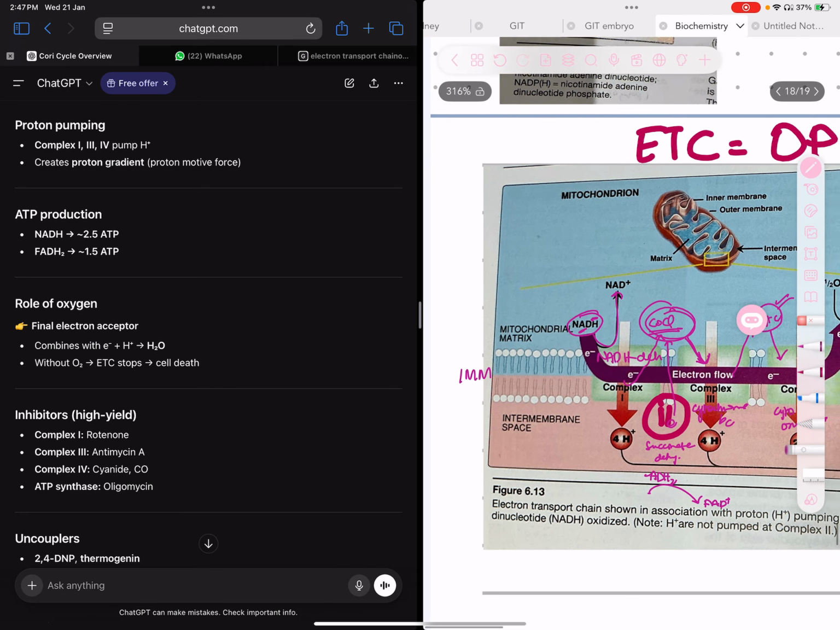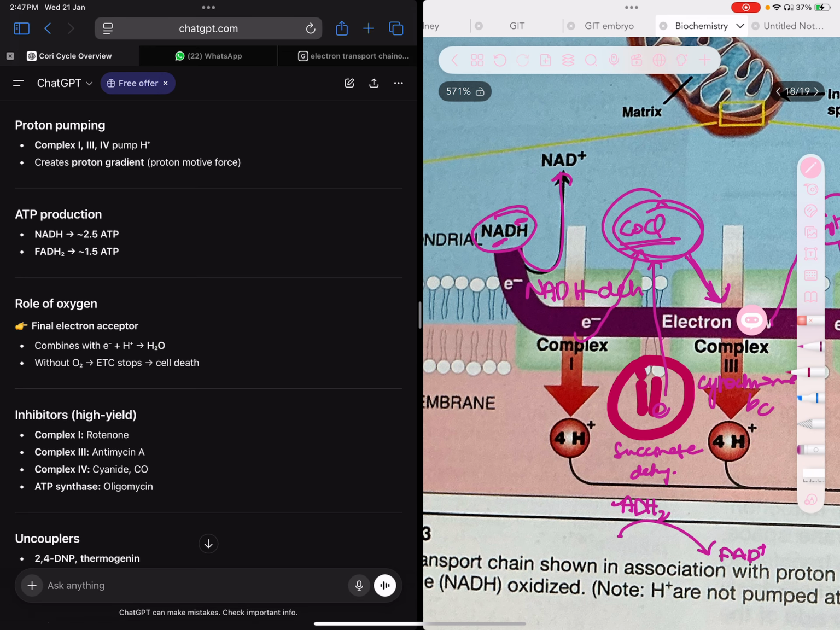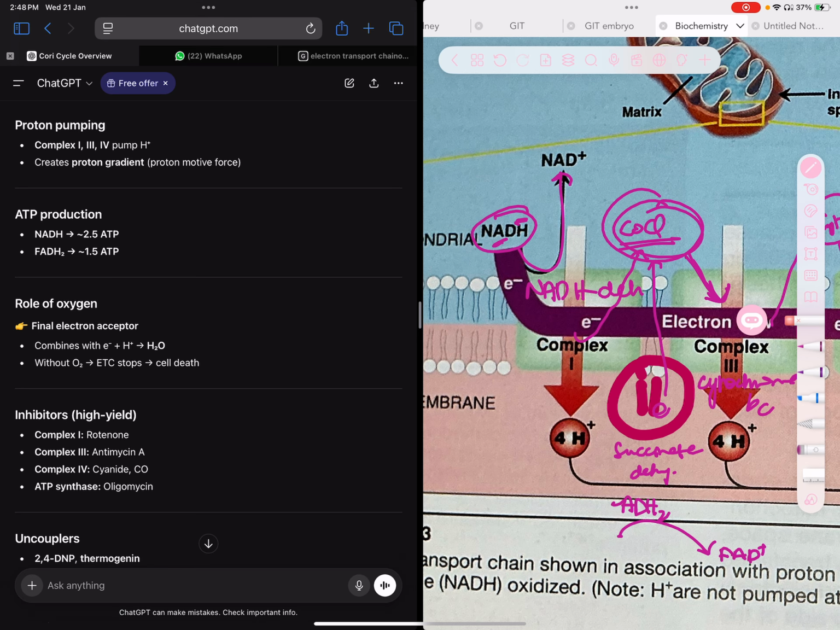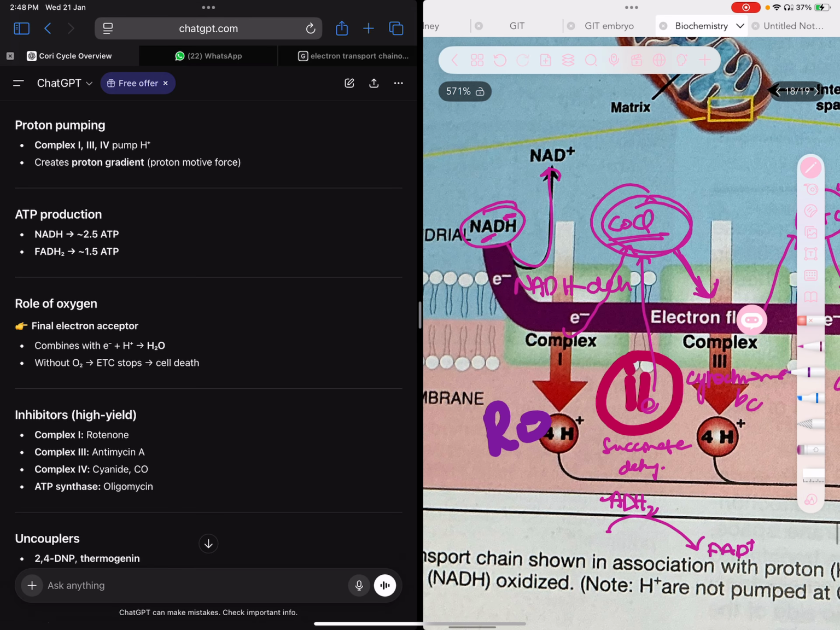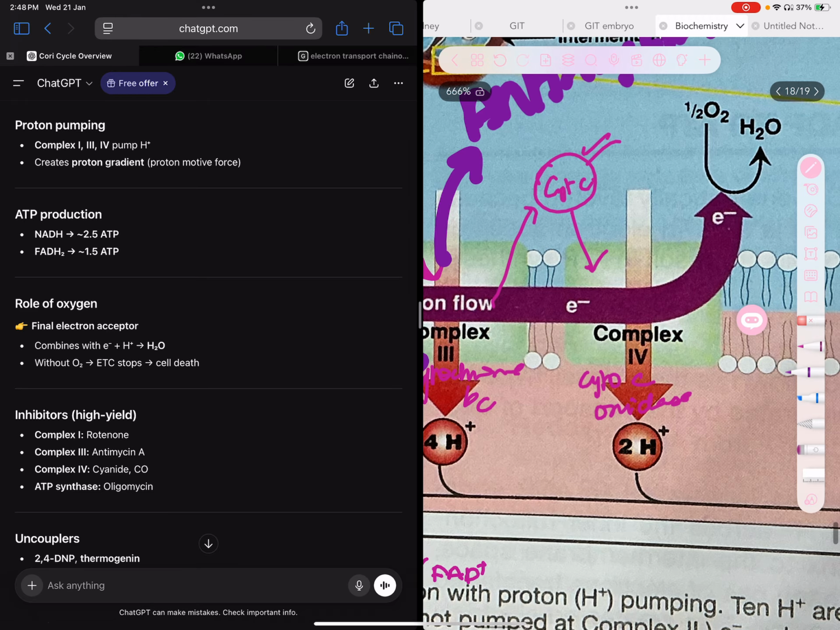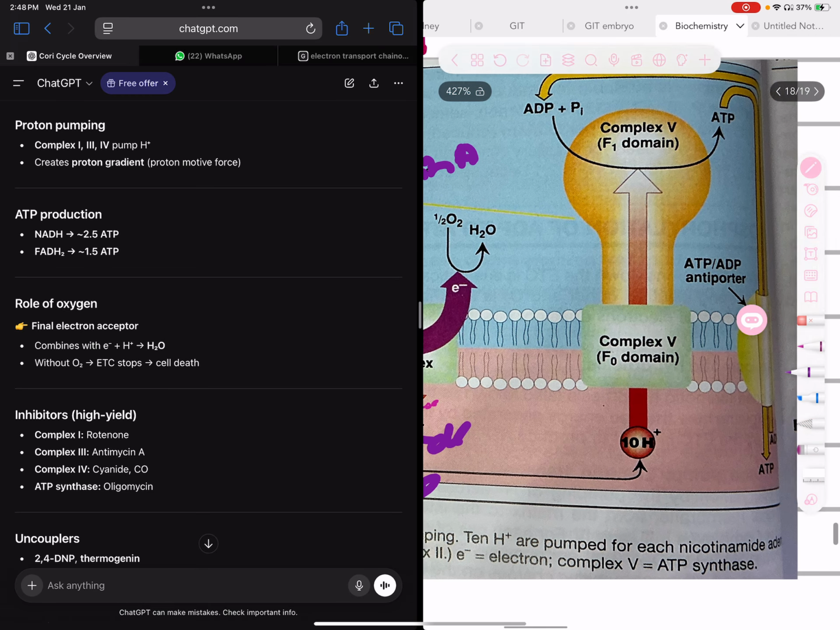And also, there's a high yield question where they ask you about inhibitors. So you need to ensure that you know about the inhibitors. I'll just write them down. For complex 1, you have rotenone as the inhibitor. For complex 3, you have antimycin A as inhibitor. For complex 4, you have cyanide, or you can say carbon monoxide as inhibitor.